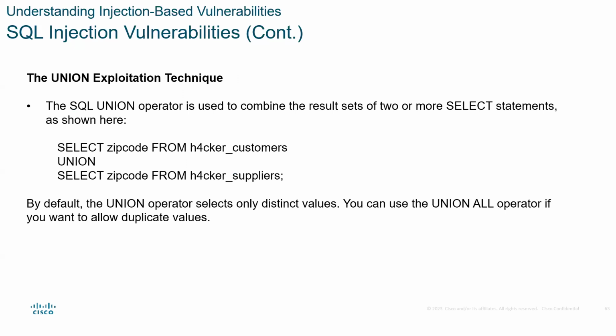So the union exploitation technique is where the UNION operator is used to combine the results of two or more SELECT statements. For example, here, select zip code from customers, union select zip code from suppliers. So we have zip code from customers and suppliers. By default, the UNION operator selects only distinct values. You can use the UNION ALL operator if you want to allow duplicate values.